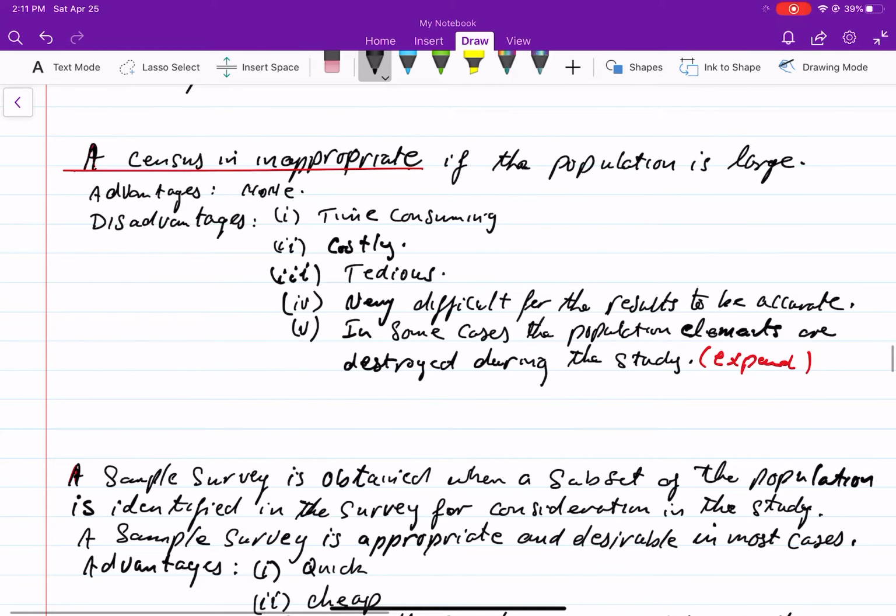A census is inappropriate if the population is large. Advantages? None really, unless you're taking a census of a country. Disadvantages: time consuming, costly, tedious, and it's very difficult for the results to be accurate for reasons that I mentioned earlier. Sometimes some items fall out of the population, sometimes new members are added to that population. And another very important disadvantage is a case in which the population elements are destroyed during the study. Right? I'll give my favorite example on that one just now.